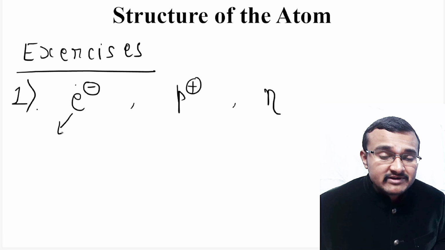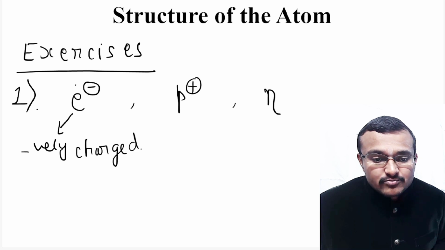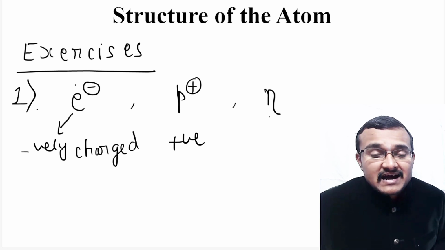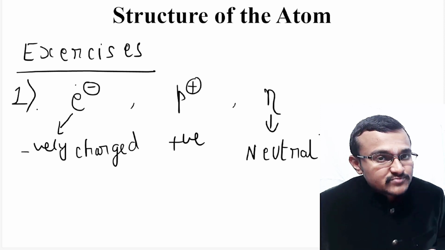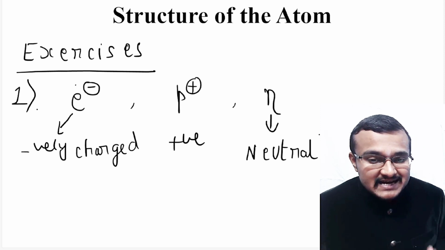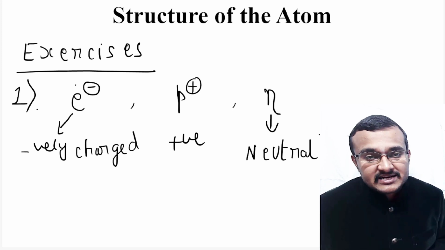So when we look into electrons, electrons are basically negatively charged particles. If you consider protons, they are positively charged, and neutrons don't have any kind of charge on them, either positive or negative. So that's why neutrons are neutral, protons are positively charged, electrons are negatively charged.